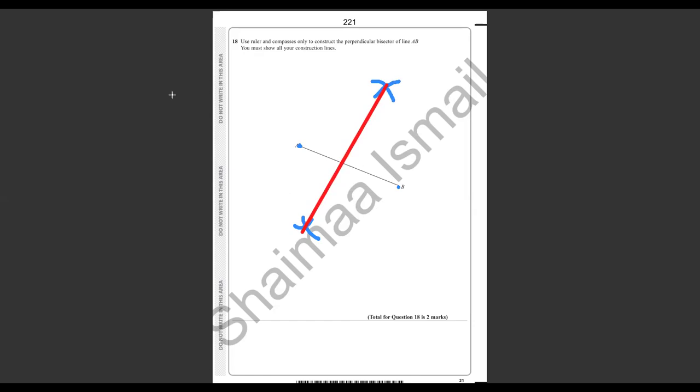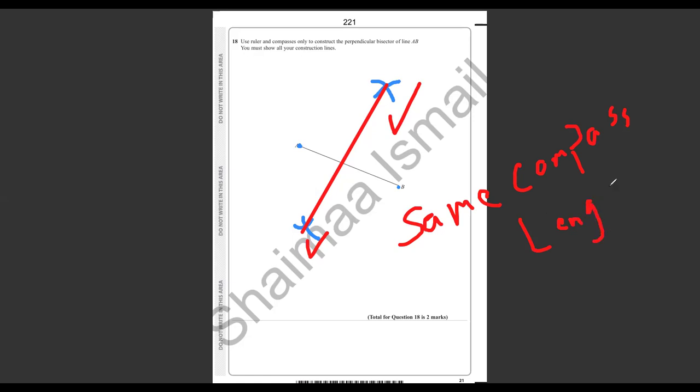Very easy. All he wants to see here is the arcs with the same compass length. Same compass length. Don't close or open your compass. The same length. You open it to an appropriate length, not so big and not so small. Okay, see the next.